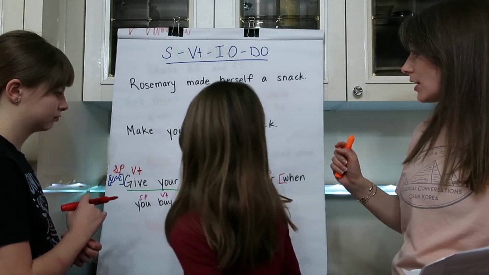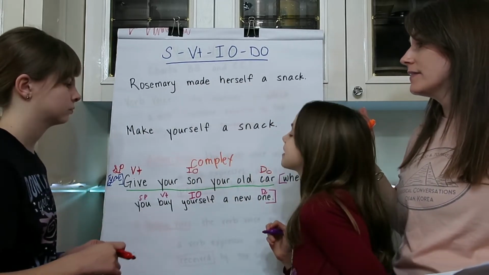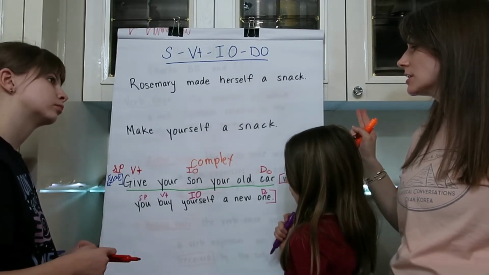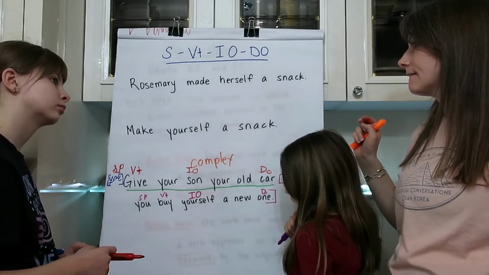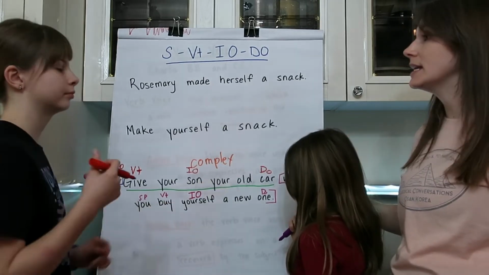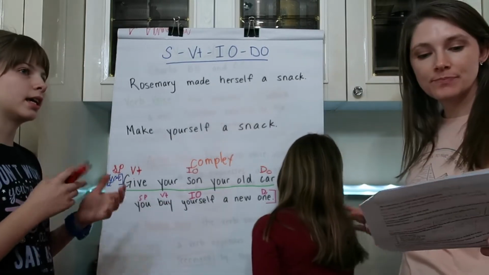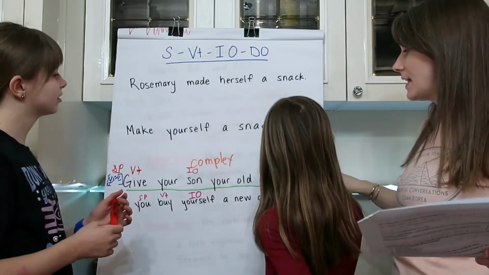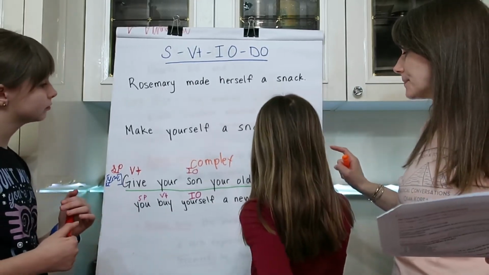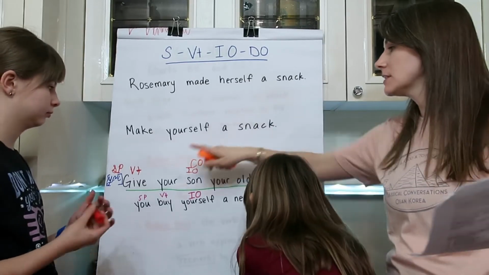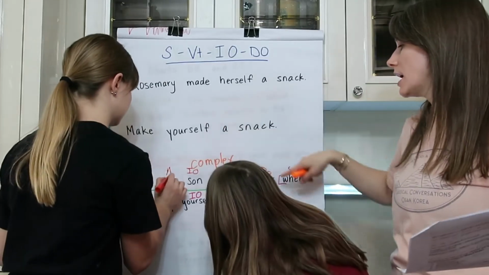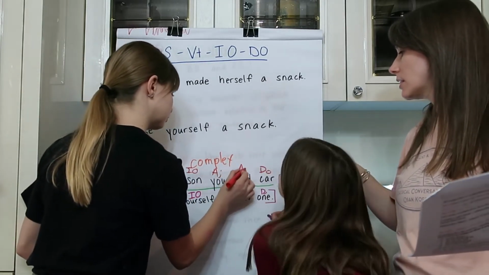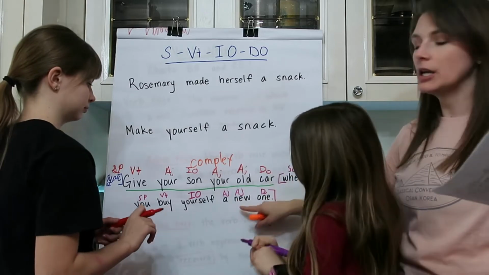Good job. Okay, do we have a conjunction here? When. When is what kind of conjunction? It is a subordinate conjunction. So you can write SC above there. And then everything else is describing, so it's going to be adjectives. So whose son? Your son. Which car? Your car. What kind of car? An old car. Okay, good job. Which one? A new one.